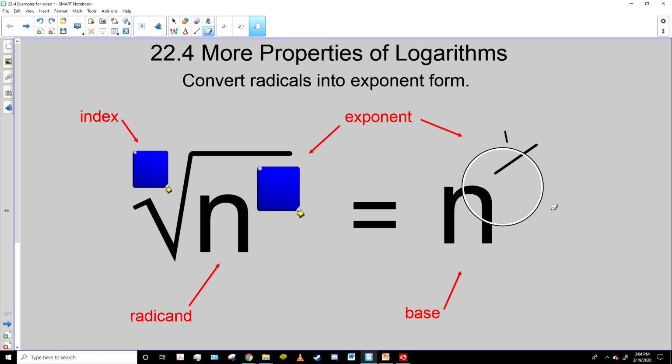Now let's change that up a little bit. Let's do some randomizing. I'm going to let this dice cube here roll, and it says 6 and a 5. So the index is 6, and that's going to be the denominator. Index goes on the bottom, and then the 5, the exponent, goes on the top. And so the 6th root of n to the 5th is n to the power of 5/6. So it's pretty easy as soon as you memorize what goes where. The index number goes on the bottom, and the exponent goes on the top.